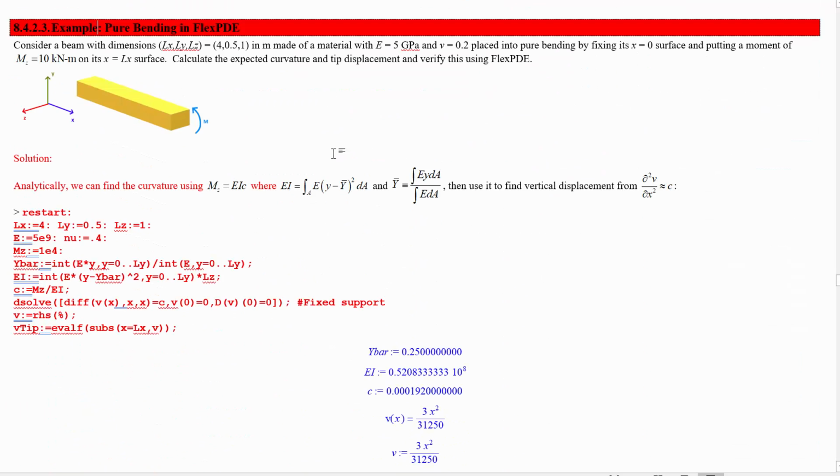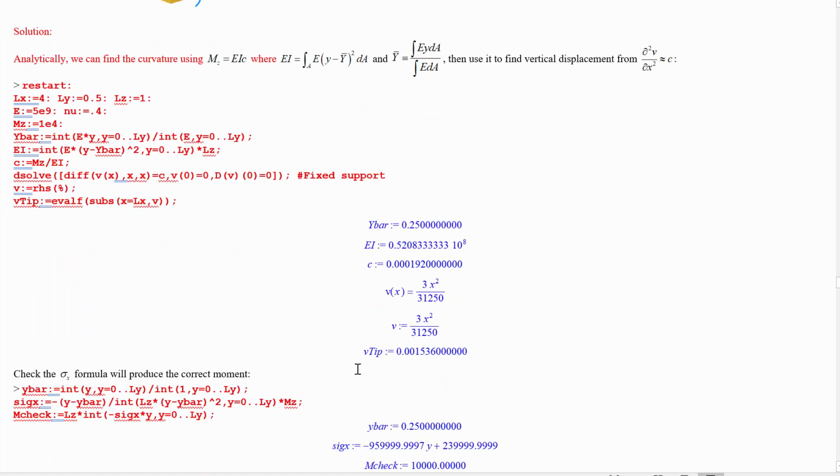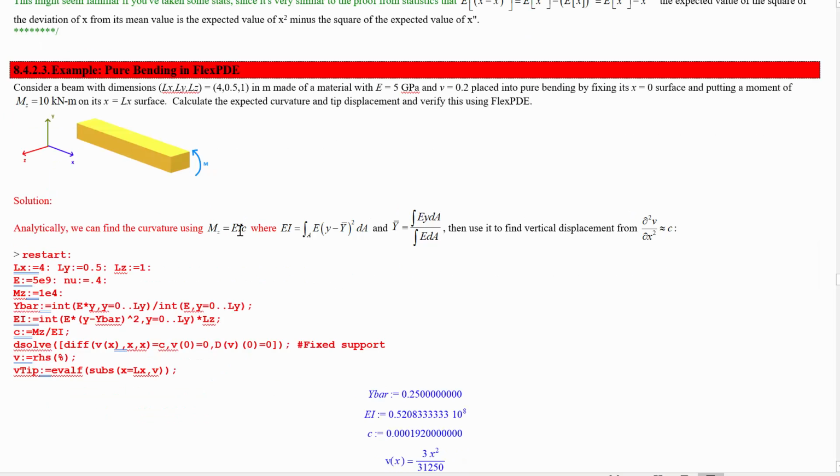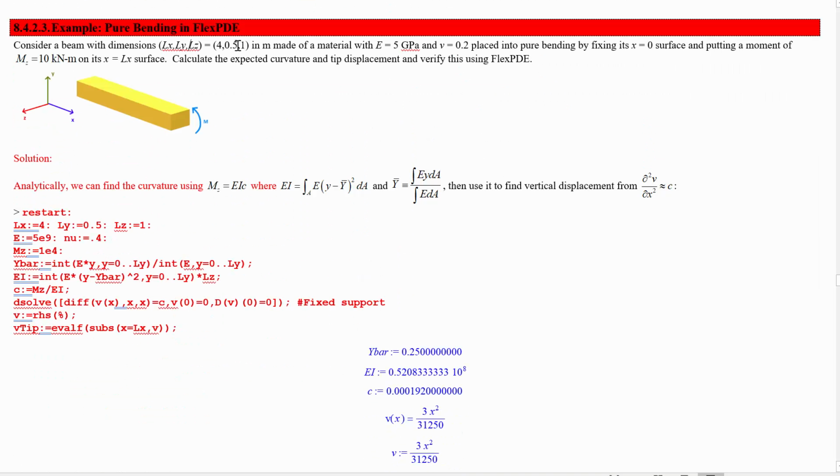So finally, now that we've got this stress formula for how to produce a pure bending moment, let's see if we can apply that and compare with the displacement we would have gotten analytically using the work we figured out earlier. So suppose we have a beam that has dimensions 4, 0.5, and 1, made of a material with E is 5 gigapascals and nu is 0.2, placed into pure bending by fixing the x equals 0 surface and putting a moment of 10 kilonewton meters on its x equals Lx surface. Find the expected curvature and tip displacement and verify it using FlexPDE.